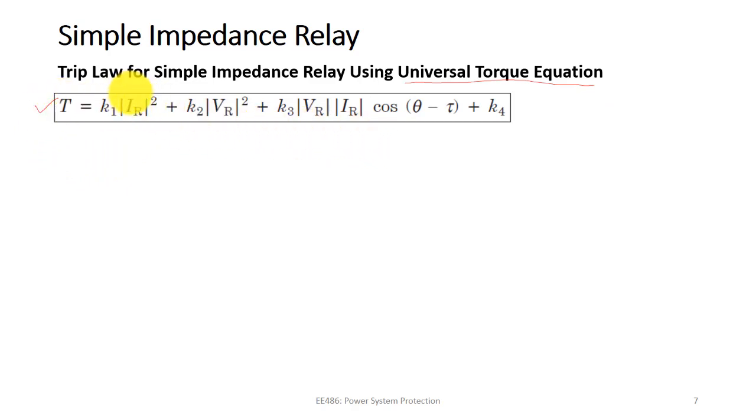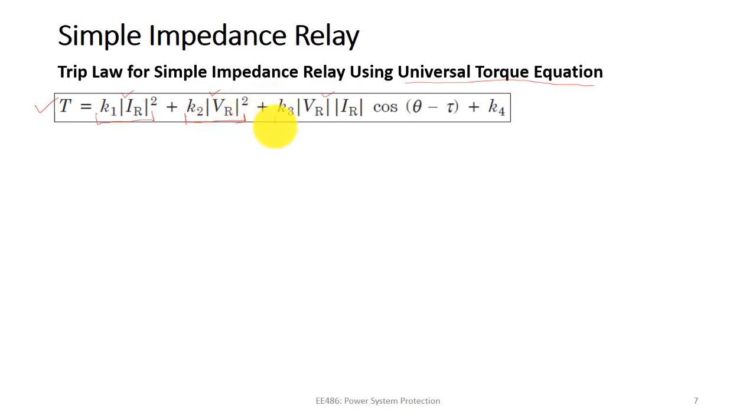Because it involves the different torque components which are produced because of the different elements which are possible in implementation, right? Now you can see here the first component is the component of torque because of the current, that is, the current seen by the relay. And the second element is because of the voltage seen by the relay. First one is marked as K1 IR square, and second one is marked as K2 VR square.